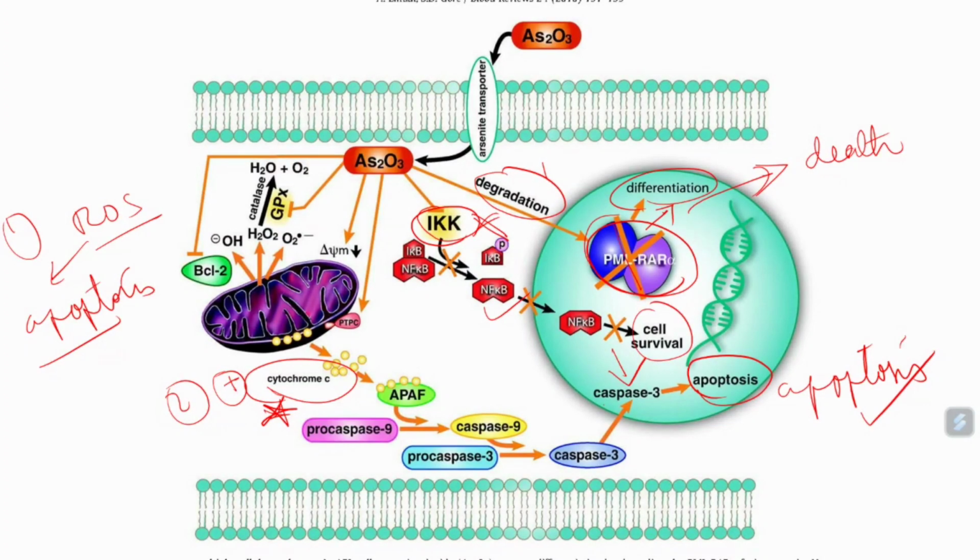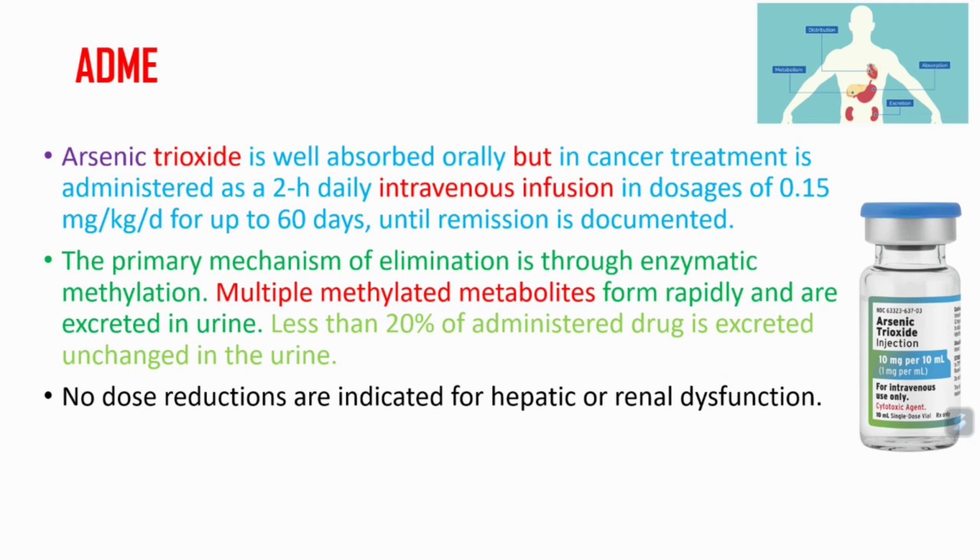Simple. Arsenic trioxide is a toxic molecule which has different mechanisms in the body, and particularly it is used for APL. Remember APL, acute prolymphocytic leukemia. Okay, that's it. Now we'll see the pharmacokinetics of arsenic trioxide.